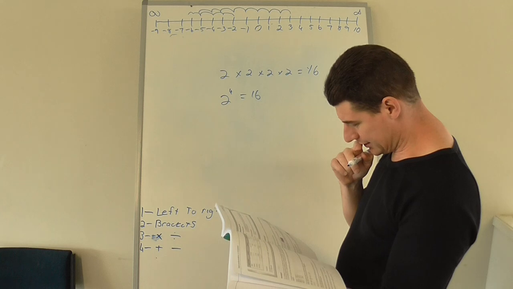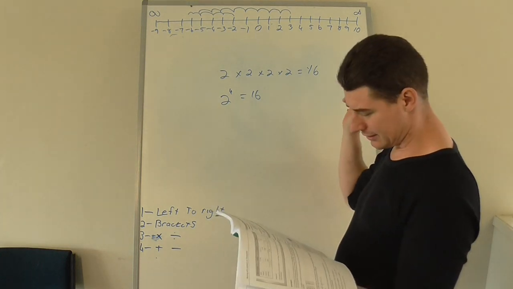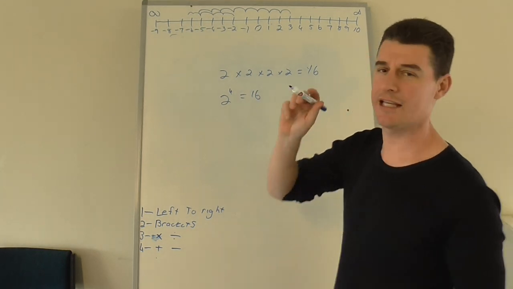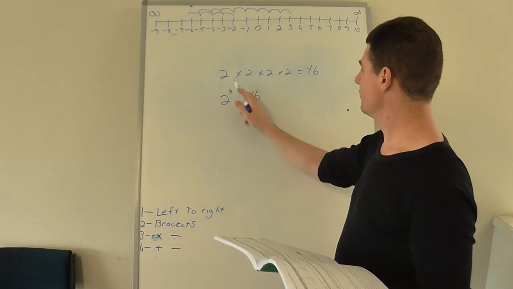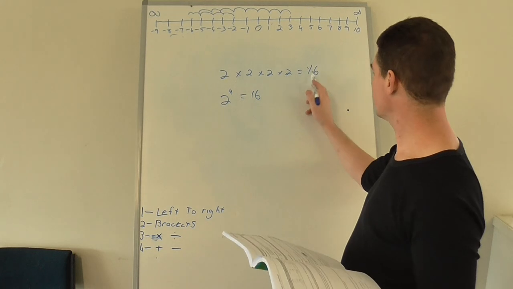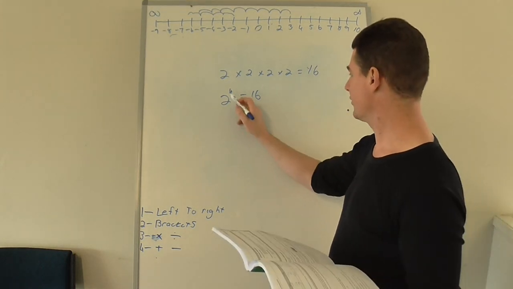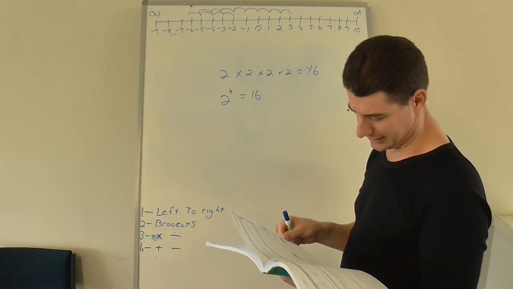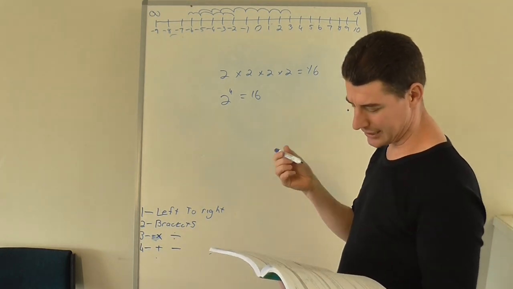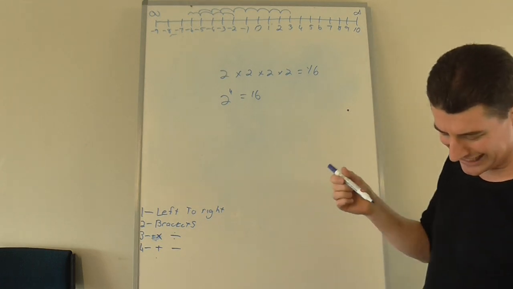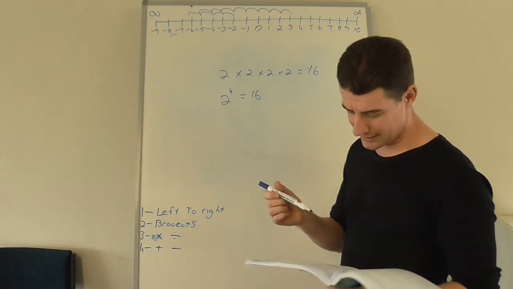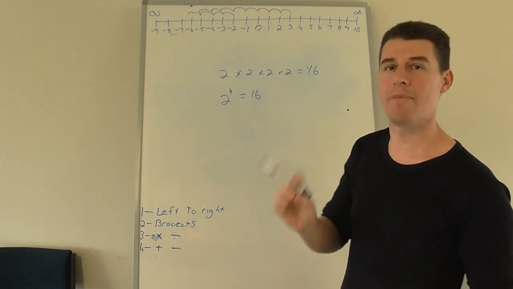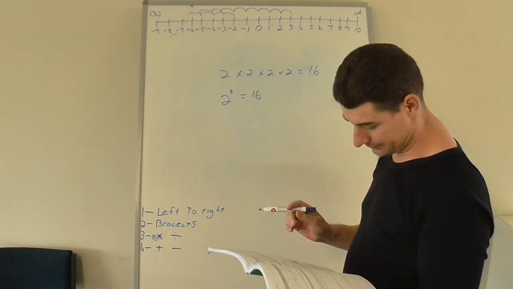So that would read 2 to the power of 4, meaning you take 2, you multiply it with itself 4 times to get to 16. So you can write it like that, 2 to the power of 4 equals 16. It also says that power is also called an index or exponent, and it indicates how many times the base number must be multiplied by itself.